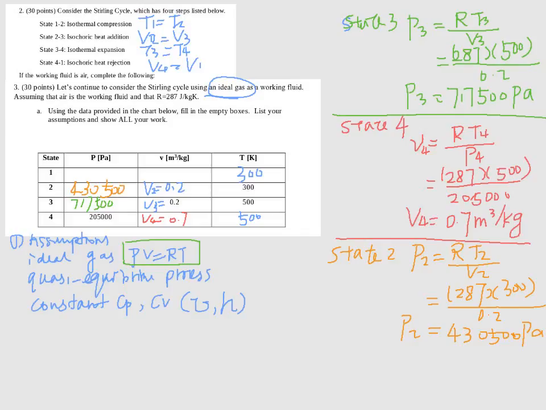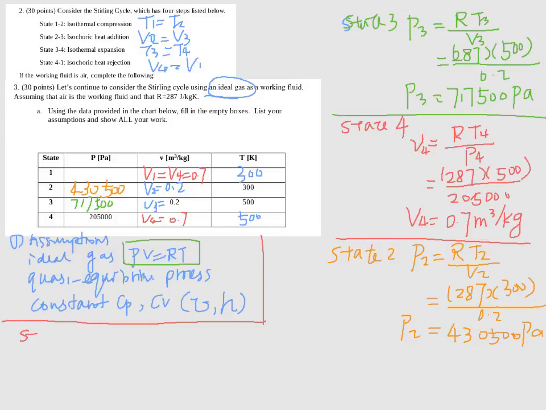Now we can move to state 1. But if you're wondering, hey, I have two unknowns, I don't know the pressure and I also don't know the volume. Wait a minute. You do know the volume because state 4 to 1 is isochoric heat rejection, so the volume at state 4 is equal to the volume at state 1. So V1 is equal to V4 is equal to 0.7 meter cubed per kilogram. In this case we do know two properties, and we can solve for the pressure.